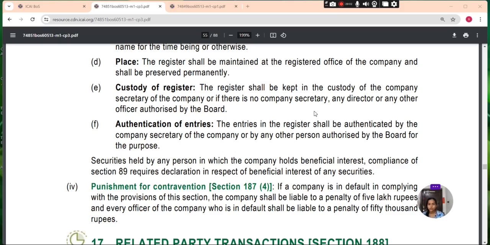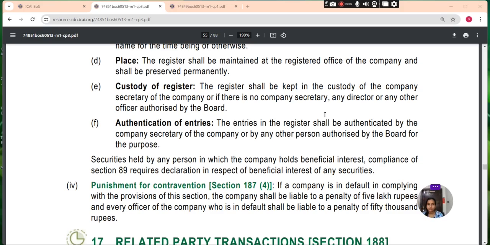What will be the authentication of entries? The entries in the register shall be authenticated by the company secretary of the company or by any other person authorized by the board for the purpose. Security held by any person in which the company holds beneficial interest: compliance of Section 89 requires the declaration in respect of beneficial interest of any security.